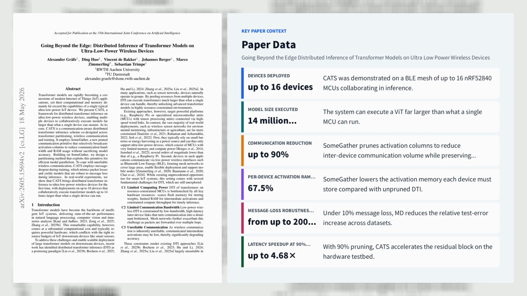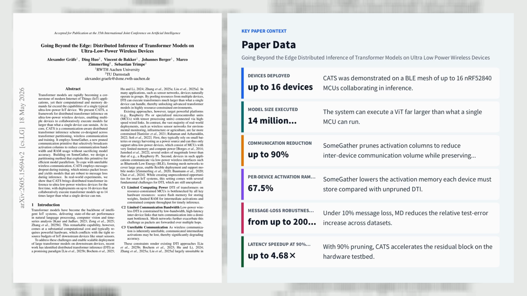Let's explore the first paper, Going Beyond the Edge: Distributed Inference of Transformer Models on Ultra-Low Power Wireless Devices. The paper introduces CATS, the first end-to-end framework for distributed inference of transformer models on ultra-low power wireless MCUs, demonstrated on up to 16 nRF52840 devices over a BLE mesh. Its core novelty is SumGather, a pruned all-gather primitive that broadcasts only selected activation columns, so cross-device communication is expressed as column-pruned all-to-all exchanges. This simultaneously reduces bandwidth, per-device activation RAM, and flash footprint.